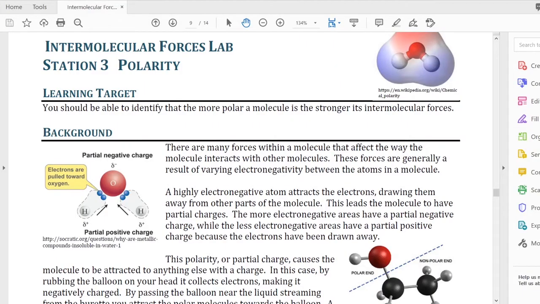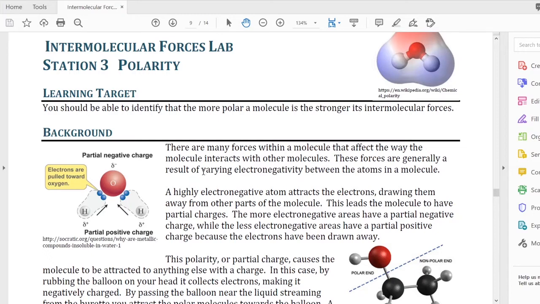Okay, so now let's look. We're now at station 3, polarity. We're not going to be comparing IM forces, but this lab is going to show you that polarity really does exist. And you're going to see it actually happen. And I want you to remember as you're looking at this that in chemistry, opposites attract, okay? So there are many forces within a molecule. The first thing is you should be able to identify that the more polar a molecule is, the stronger its intermolecular force. If it's got this polarity, it's got strong intermolecular forces.